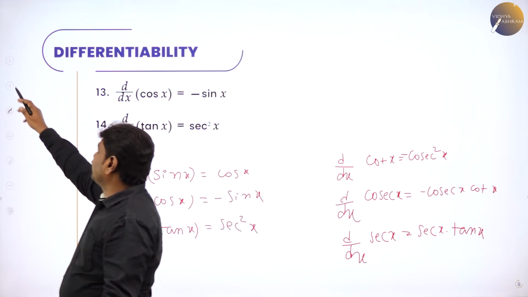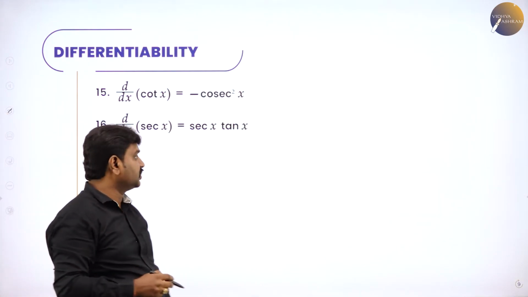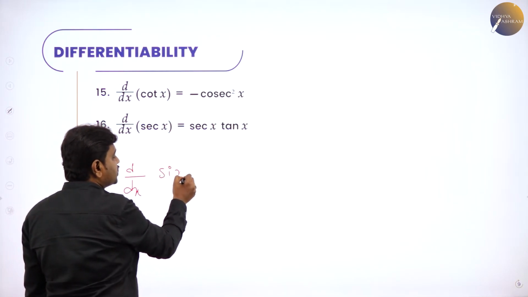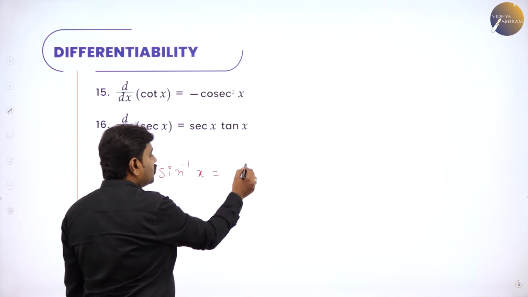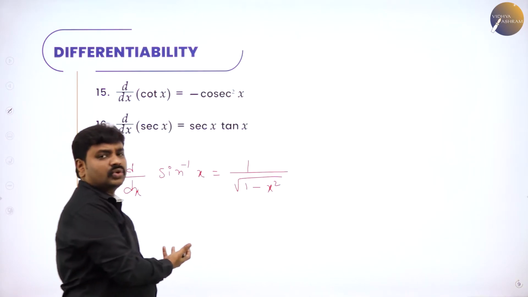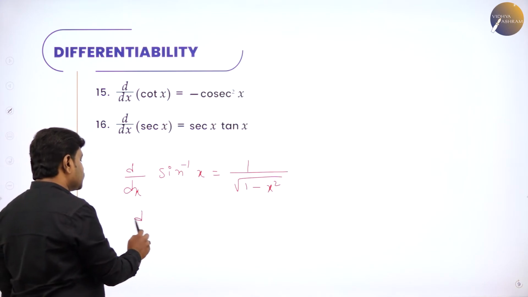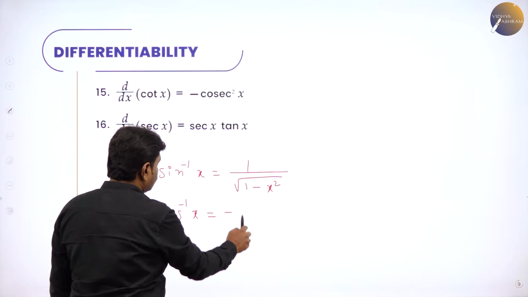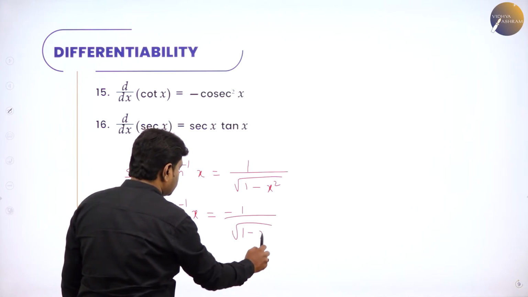Then we have 6 inverse trigonometric functions. What are they? D by dx of sine inverse x. What is the derivative of sine inverse x? 1 by root of 1 minus x square. And once you know this, cos inverse x is the same, just the sign changes. The derivative of cos inverse x is minus 1 by root of 1 minus x square.